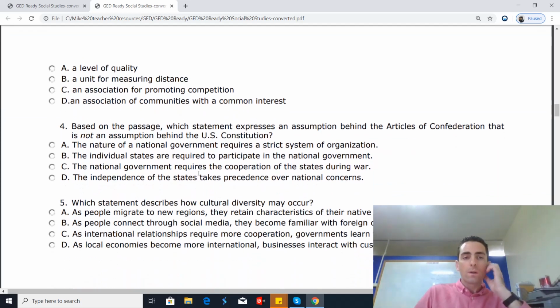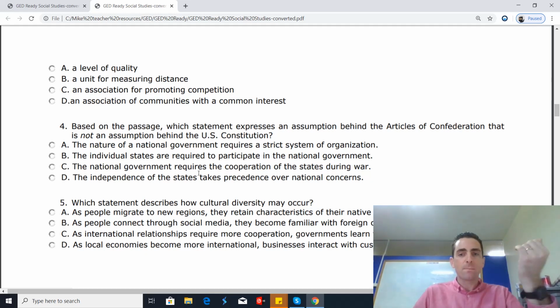Okay, number 4. Based on the passage, which statement expresses an assumption behind the Articles of Confederation that is not an assumption behind the US Constitution? Okay, let's have a look.